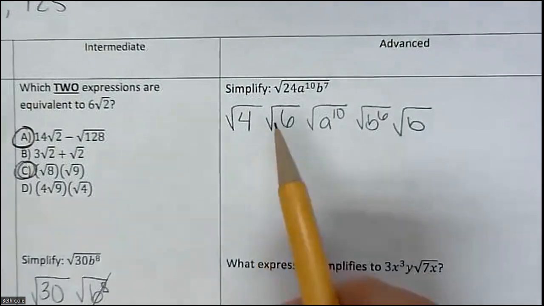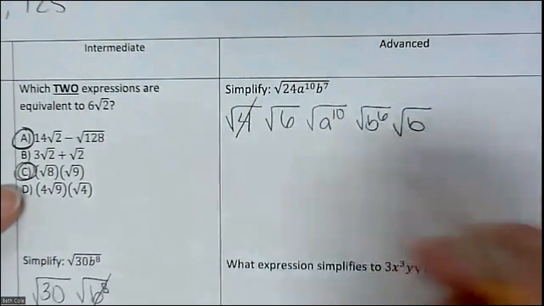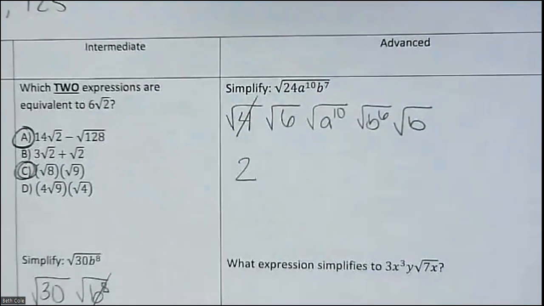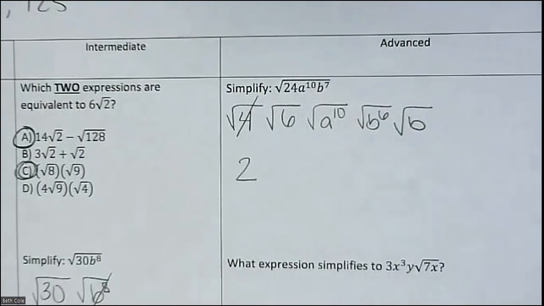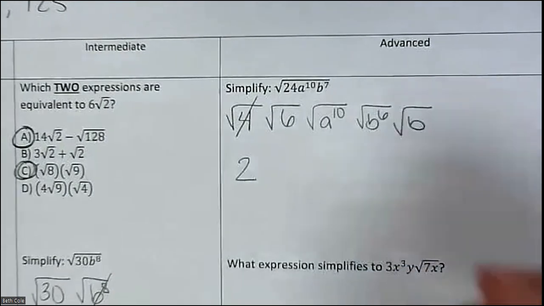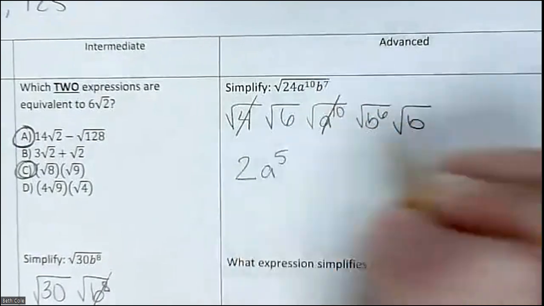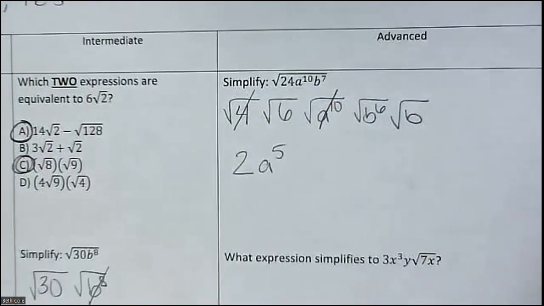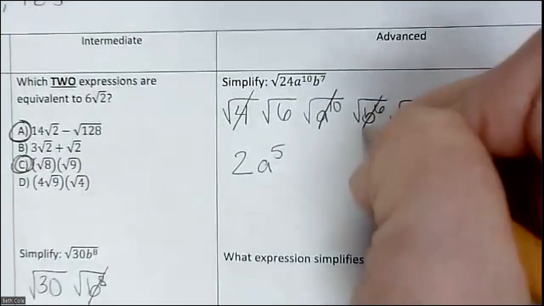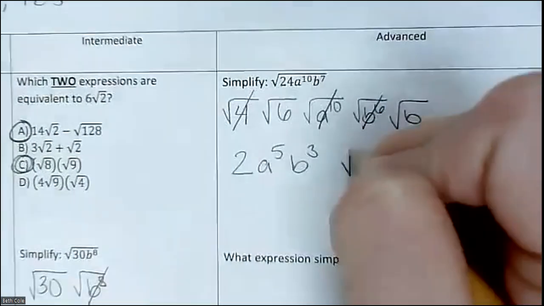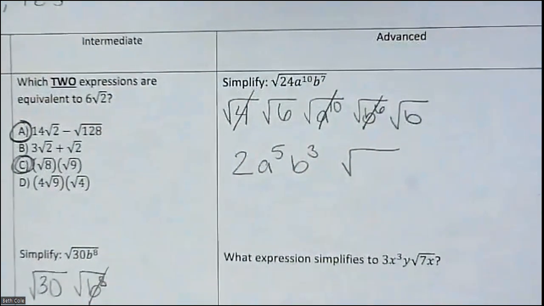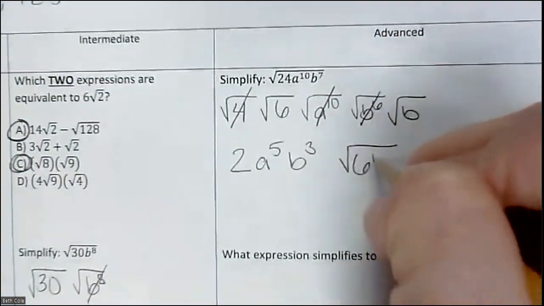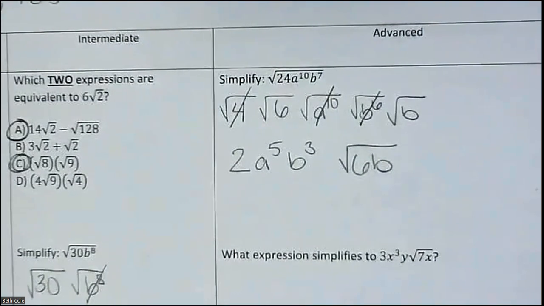All right. So then we're going to check them off. What's your square root of 4? 2. Good. What's the next one that's going to actually work? Good. 10 divided by 2 is 5. So a to the 5th. And then what's the last one that we can check off? Good. 6 divided by 2 is 3. Hey guys, what's still there that we did not check off? Yep, 6b.